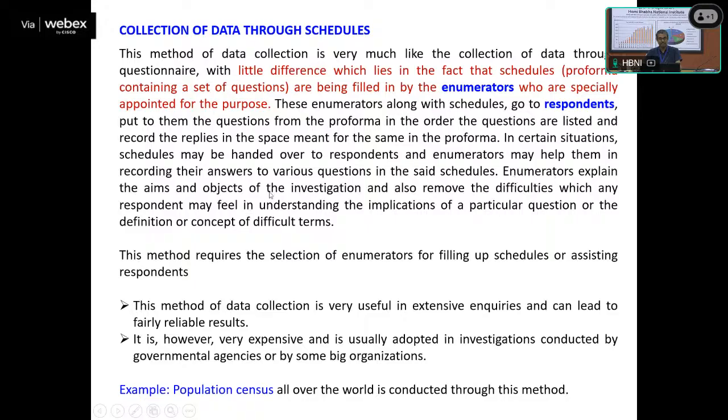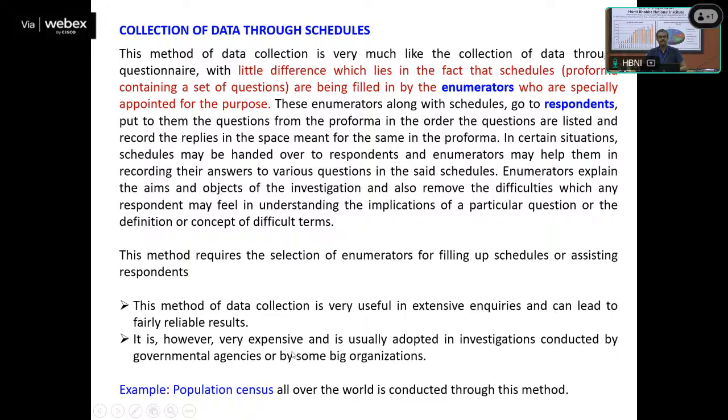Enumerators explain the aims and objectives of the investigation. So that is the advantage. And also remove difficulties which any respondent may feel in understanding the implication of a particular question. This method requires the selection of enumerators for filling up schedules or assisting respondents. This method of data collection is very useful in extensive inquiries and can lead to fairly reliable results.